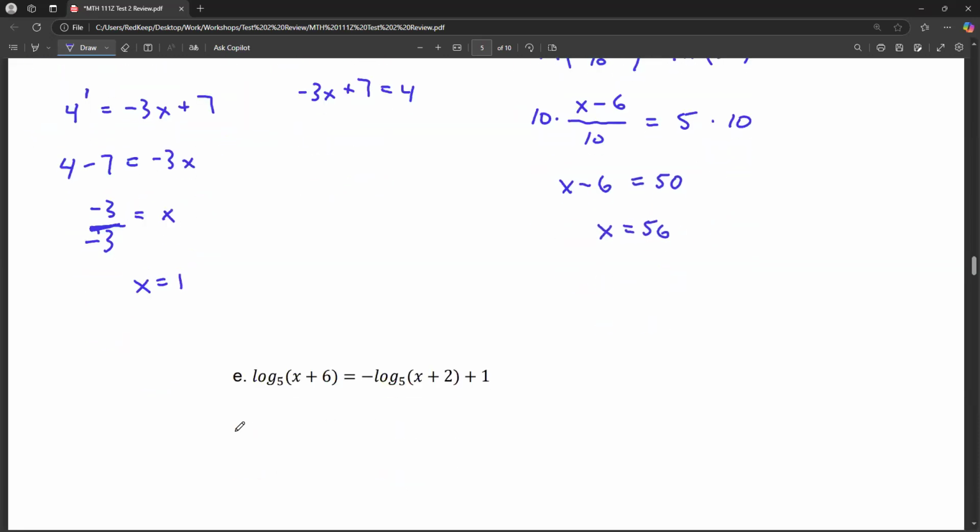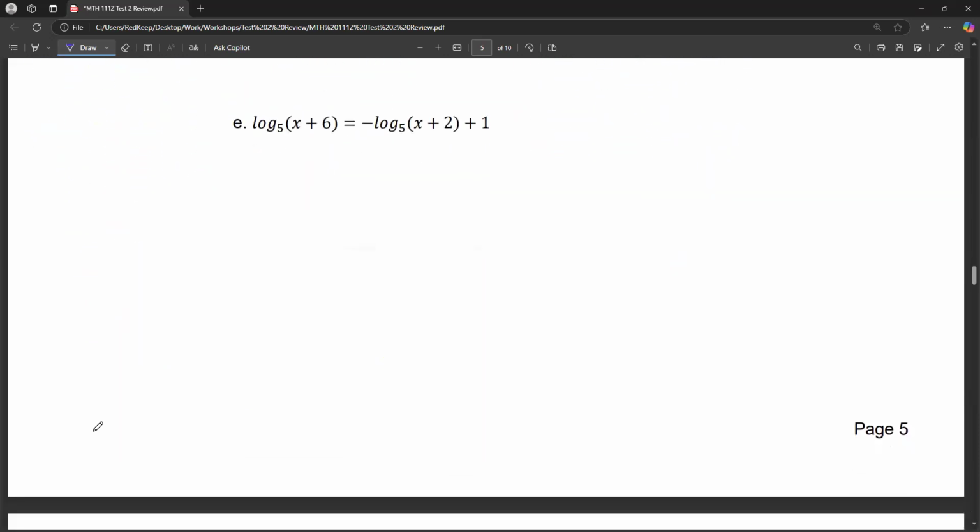Okay, so moving on to the last part of this question. We have log base 5 of x plus 6 on the left side, and then we have another log base 5 on the right side. So I think it would be advantageous to add the log base 5 on both sides of this equation to get it all onto the same side. So I'm going to add log base 5 on this side, and add log base 5 on this side, of course.